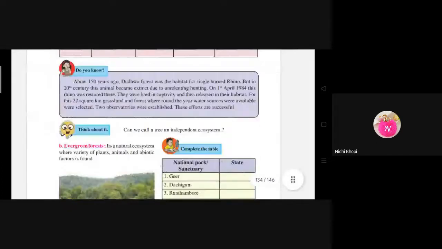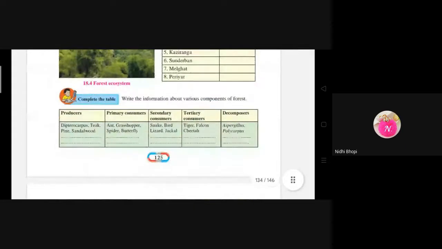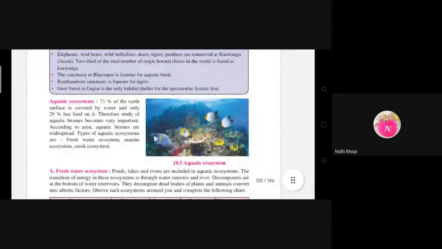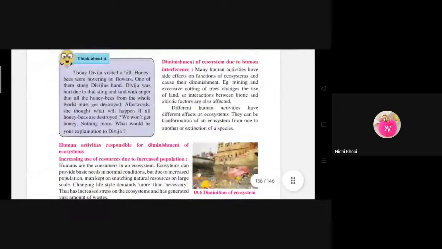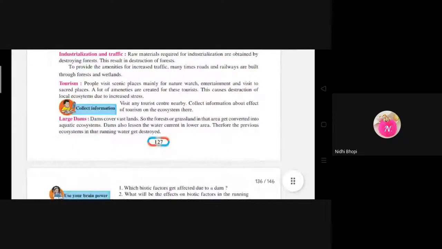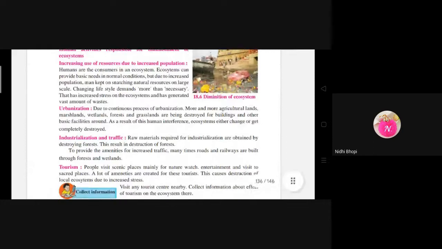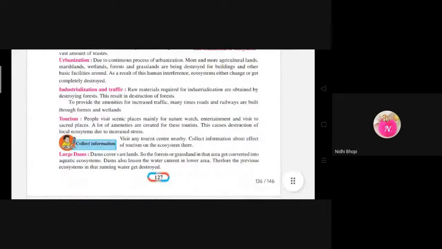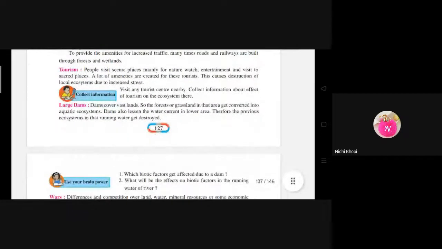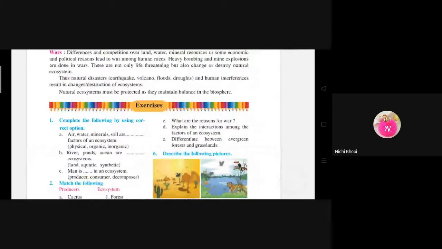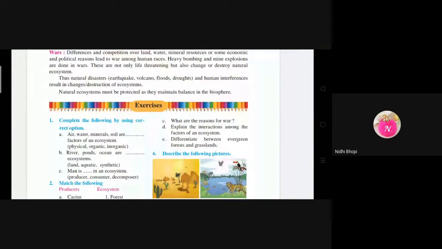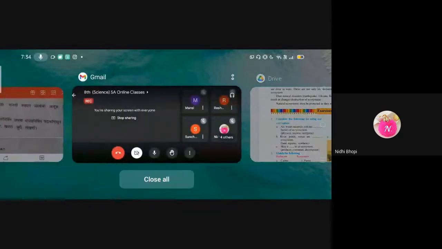Different types of ecosystems are also given over here: aquatic, grassland, marine. And how urbanization and industrialization have affected our ecosystem, how the diminution is going on, and tourism, building of large dams, and ultimately the wars are also affecting our ecosystem. All this is given in this ecosystem lesson.